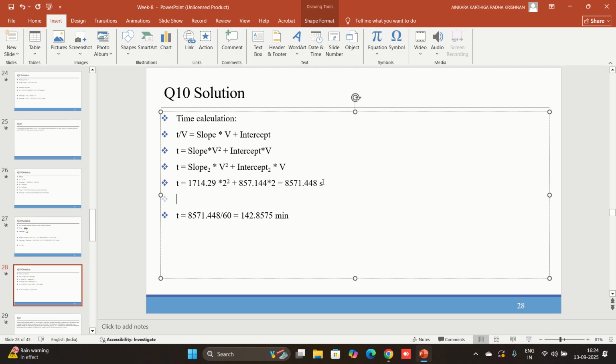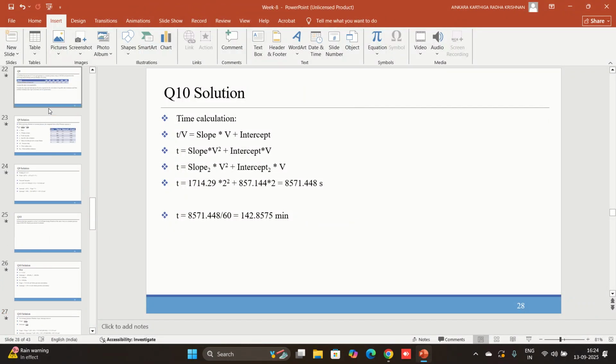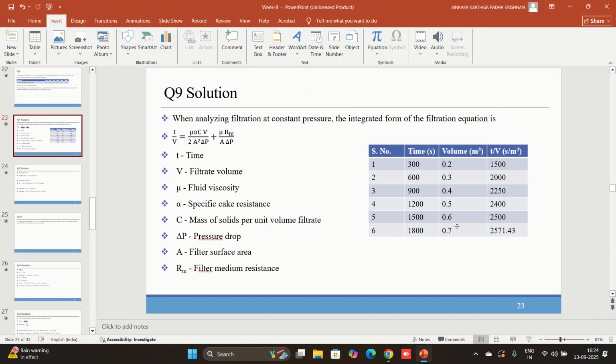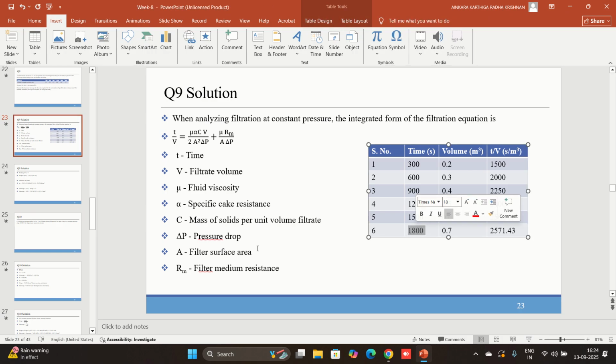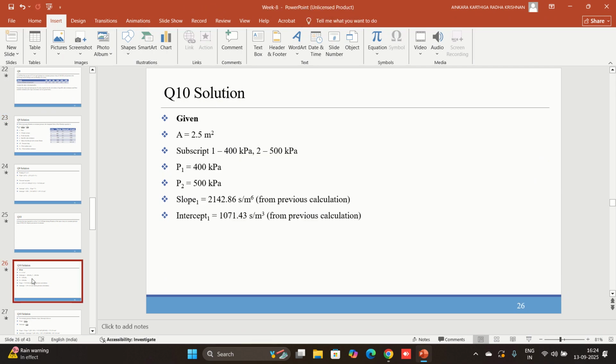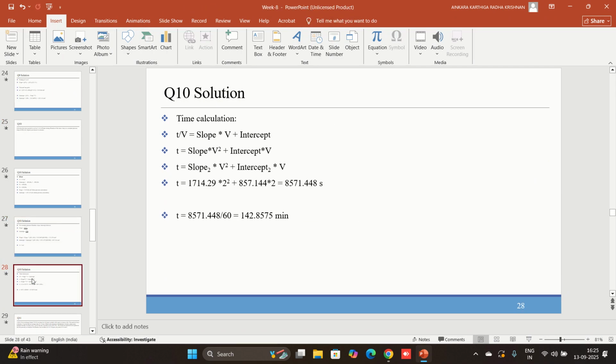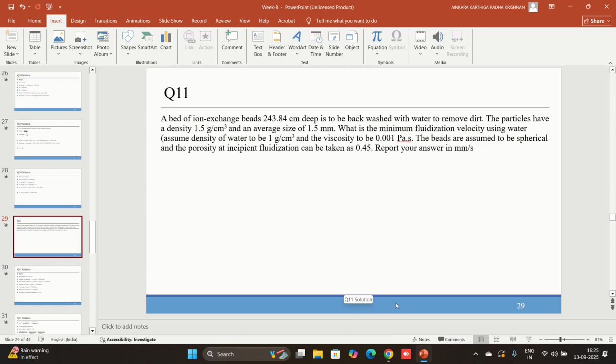So it is 142.8575 minutes or 8571.448 seconds. This is for 2 meter cube. If we go back and see the question itself, we can say that for 0.7 the seconds is 1800. Since it is a constant pressure, with increase in time there will be a lot of buildup of the solids as well. So based on that only we are finding. So that is for question 10. Now we will go to question 11.